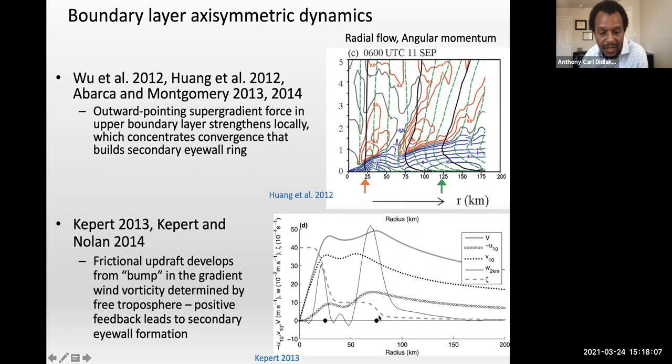And it's at this location that this vorticity field is driven by the free troposphere. At this location is where you can have a frictional updraft, shown here in black. And that frictional updraft can help concentrate even more vorticity at that location through vortex stretching. And that leads to a positive feedback that can create a secondary eyewall at this location.